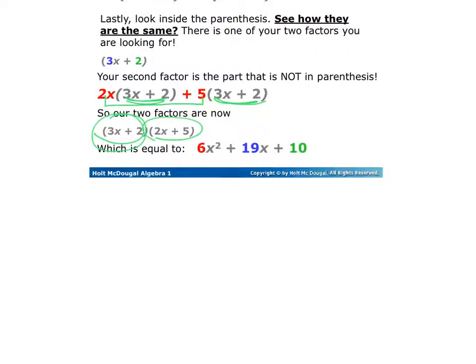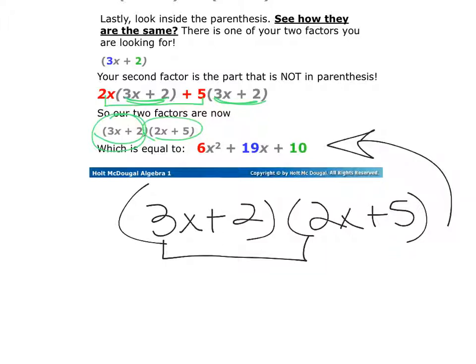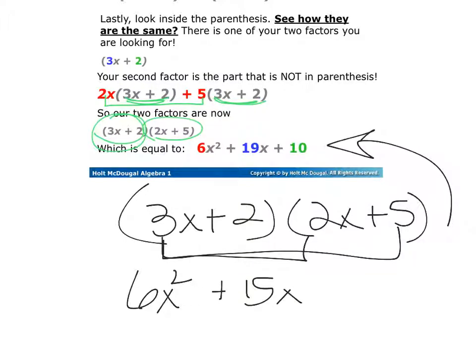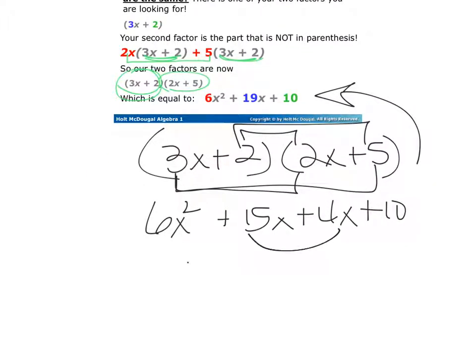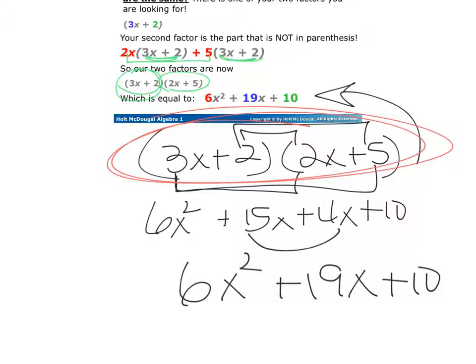What I recommend you do is after you get your two factors, FOIL it. If it doesn't go back to the original after you FOIL it, you've done something wrong. So 3x times 2x is 6x squared. 3x times 5 is 15x. 2 times 2 is 4. And 2 times 5 is 10. Group your middle terms and it does indeed go back to my original problem. So my answer here is 3x plus 2 times 2x plus 5.